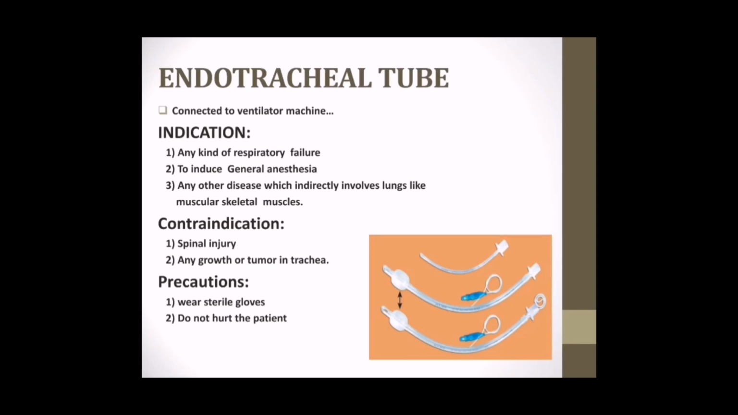Number 3, any other disease which indirectly involves the lungs, like musculoskeletal problems. Contraindications: we cannot use the endotracheal tube in spinal injury or any growth or tumor in the trachea. Precautions: wear sterilized gloves, do not hurt the patients.